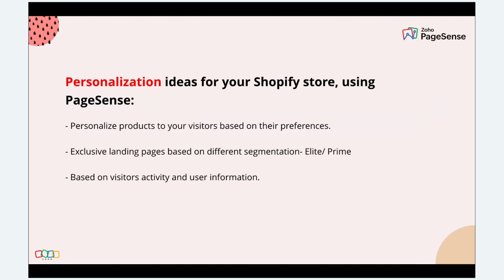Number three, tailor content based on activity and user information. You can utilize visitor activity and data collected through PageSense to further personalize the shopping experience. For example, if a user has spent a considerable amount of time browsing through a particular category, you can display tailored messaging or promotions related to that category. Also, based on their browsing history and purchases, you can bring out some seasonal collections to align with their preferences. So these are just a few examples of personalization strategies that you can implement on a Shopify store.